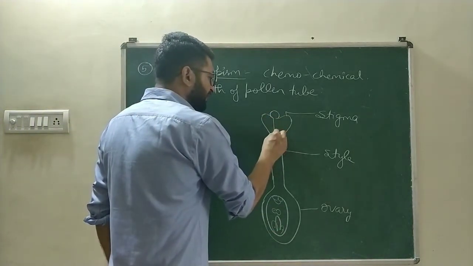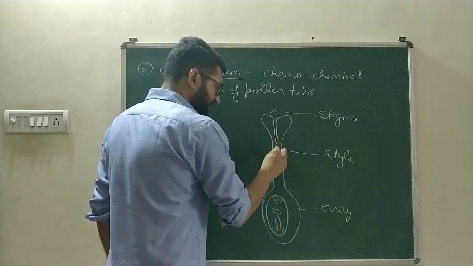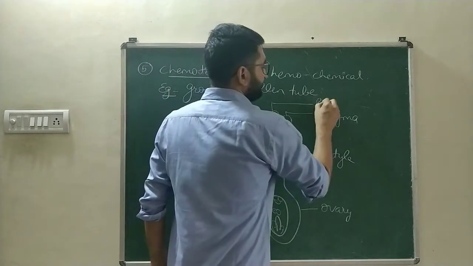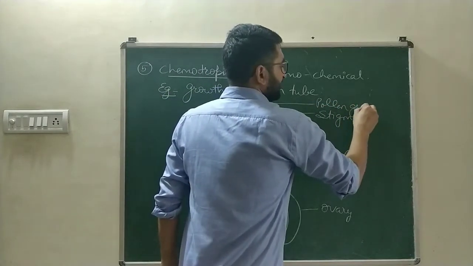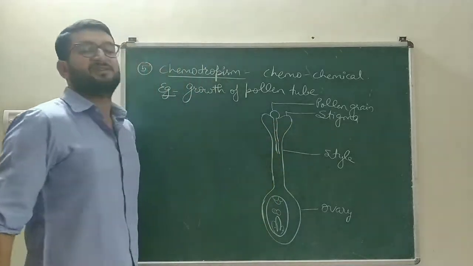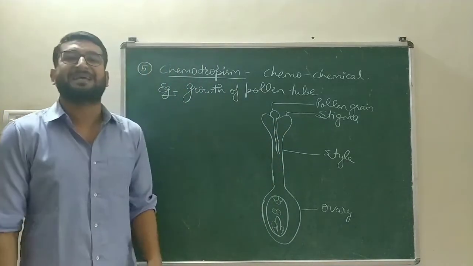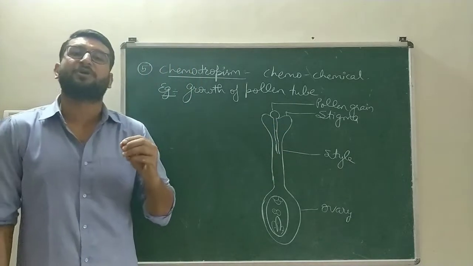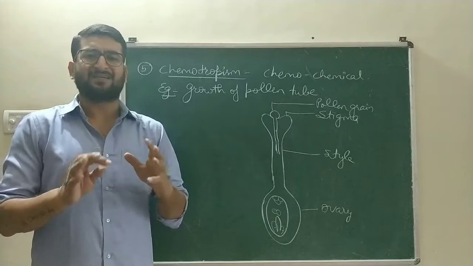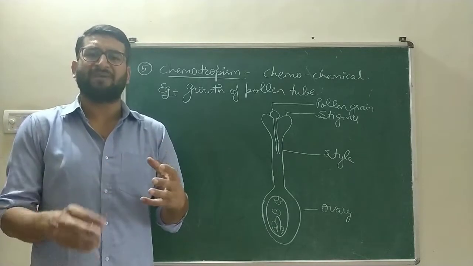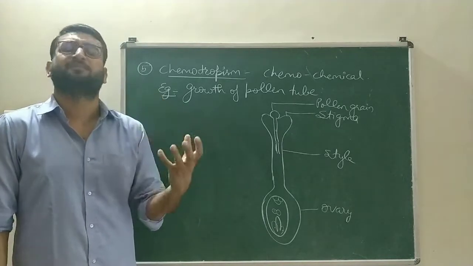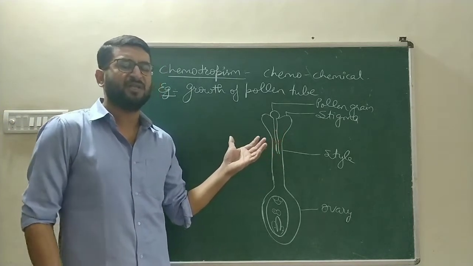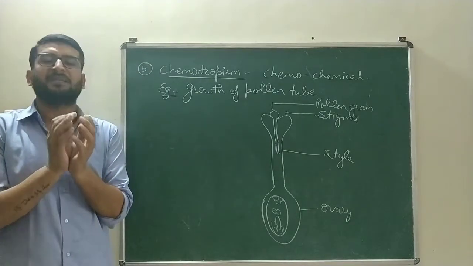So a tube will start from this. A tube will originate from this pollen grain. And the growth of this tube is initiated by a chemical which is released by the stigma. That chemical is inositol sugar complex. Basically, that is a carbon, boron and oxygen rich sugar complex which tends to initiate the growth of the pollen tube from the pollen grain. Do not go into that much detail. Just learn the example very carefully.